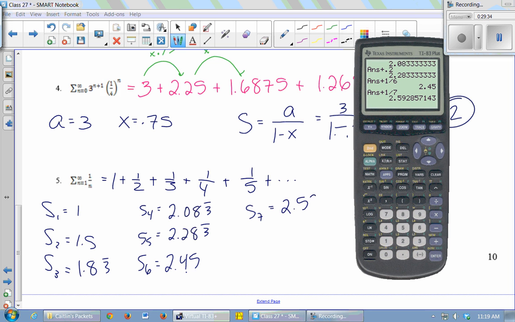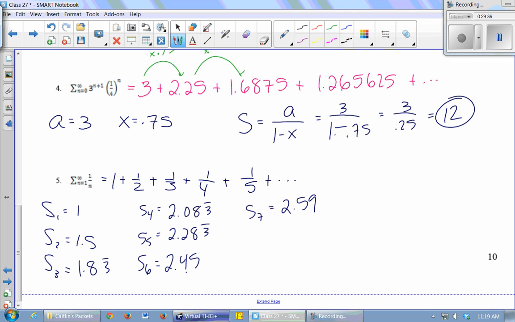2.59. Okay, so I'm going to stop here. And I've written out 7 partial sums. Is it at all clear that it's approaching a limit? Not yet. So it doesn't seem to be growing very fast, but I have no conjecture about what it might approach. Maybe 3? I don't know.